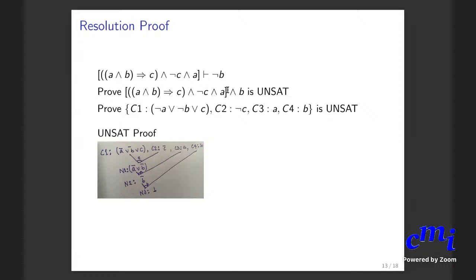You could have used semantic entailment in this case, because there are only finitely many variables, as someone observed. But then in order to check the validity of that, you would have had to enumerate 2 to the 3, 8 different possible value assignments, which does not scale.